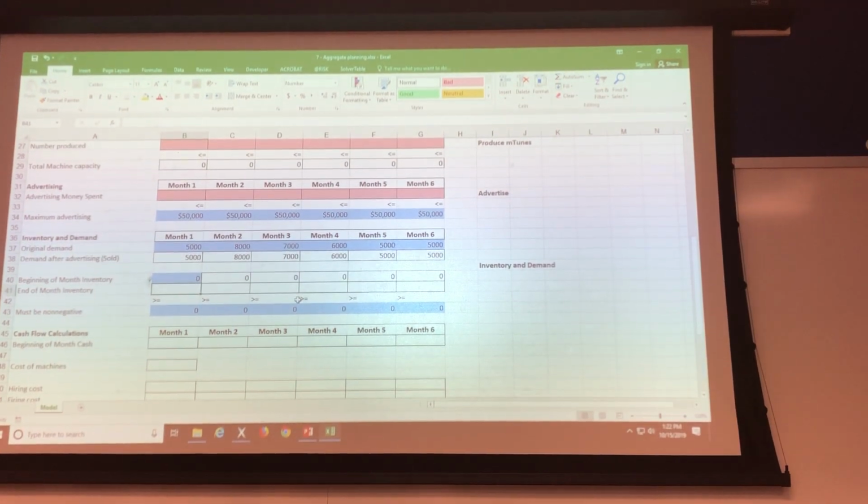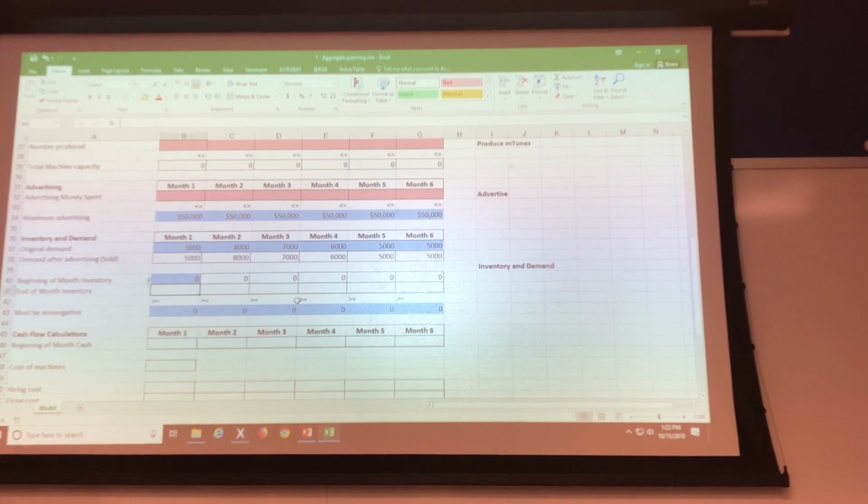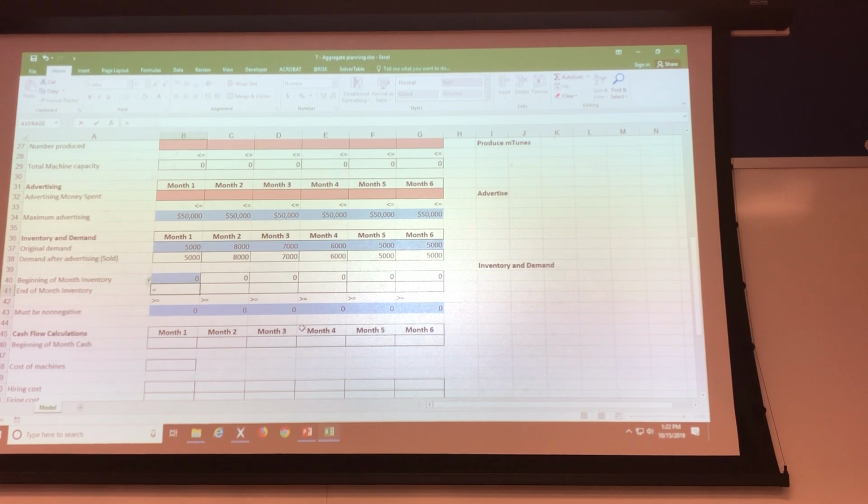What is ending inventory? How would we calculate that? What do we start with? Beginning inventory. And do what? Plus the number that we produce. Minus what?